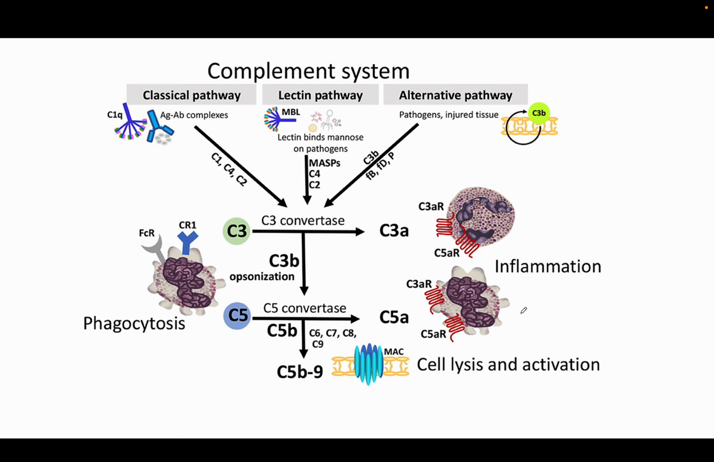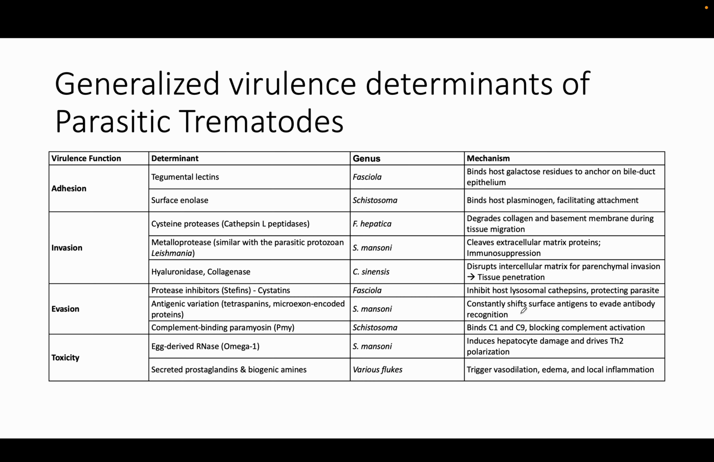Another is C9, involved in our eventual cell lysis, the development of pores. The complement strategy of pore formation in the cells of the parasite can also be evaded or prevented by these paramyosins, these complement-binding elements.